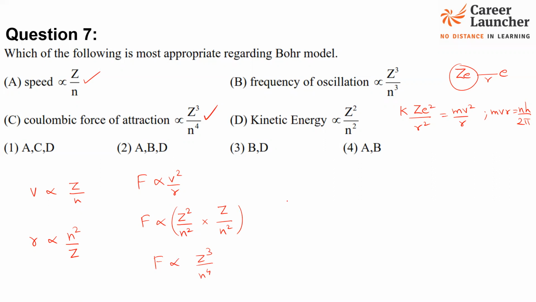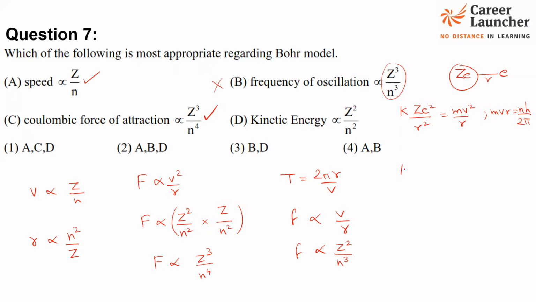Frequency of oscillation will be proportional to... time period is given by 2 pi r by v. So the frequency will be proportional to v by r. And if you do v upon r, what you will get is z square upon n cube. So here it is z cube, hence it is not correct. So B is not the answer.